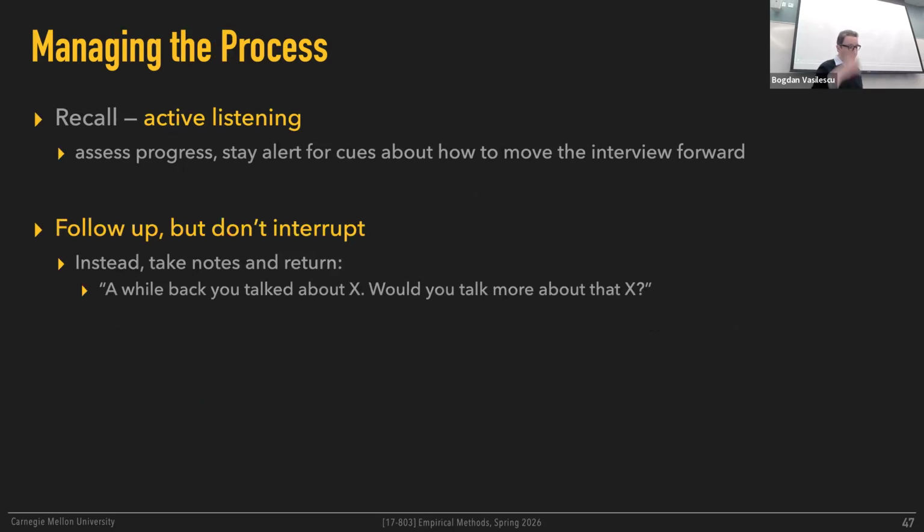You could have all kinds of personalities and whatnot among your interviewees. Try to be professional and follow up, but don't interrupt. Try to stay on course. Try to steer people back on course. You may get somebody that rambles for an hour about something you don't really care about, right? So whenever you get an opportunity, whenever there's a pause in their speech, you can interject with something like this: Oh, a while back you talked about whatever, right? Would you please talk more about that? Can we go back to that? So this is a way to maybe steer them back towards the thing you actually care about.